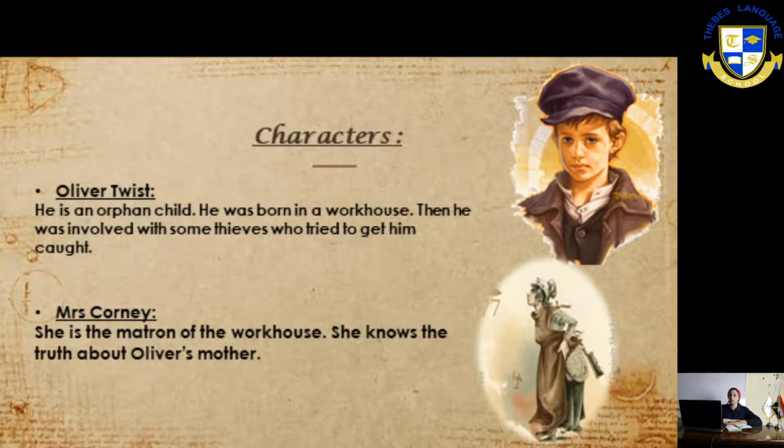Mrs. Corney. Mrs. Corney was the matron of the workhouse. She knows the truth about Oliver's mother, as she was the one who helped Oliver's mother to give birth to Oliver.